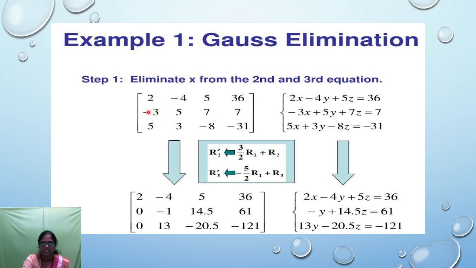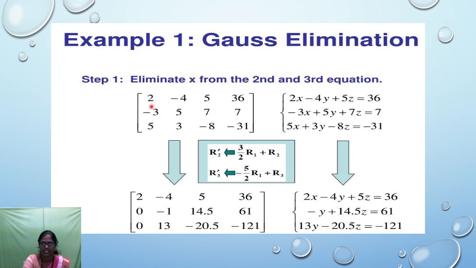So the same operation we need to apply for each and every element in this matrix. So we get 0, minus 1, 14.5, 61. Here the operation R2' is obtained by multiplying 3 by 2 with R1 and adding with R2. Okay. Then in the next, third equation, here also we need to convert this x into 0. So here the coefficient is 2. So we need to change this to 1.